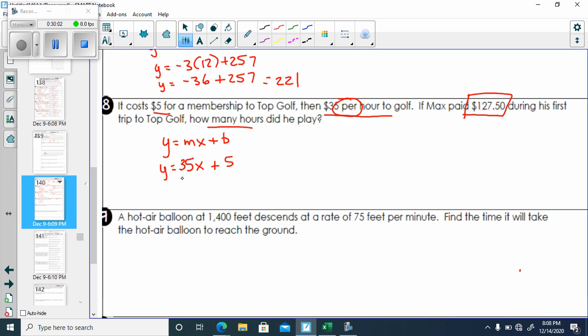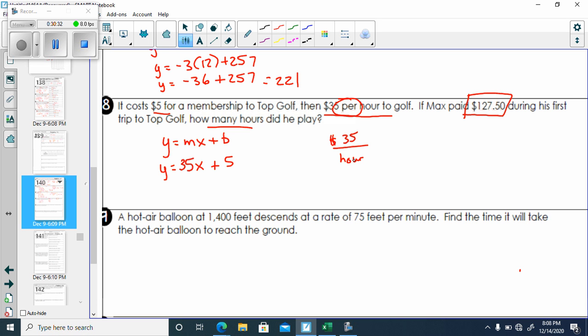Well, you could step back and say, if he's paying $35 per hour, isn't this where the hours would go? This is not where the money would go. We're talking about the total amount of money. It's $35 per hour times the number of hours plus 5. That would be your money. So you'd put your $127.50 in for the Y. If you're not sure, use your unit, use your rate, $35 per hour.